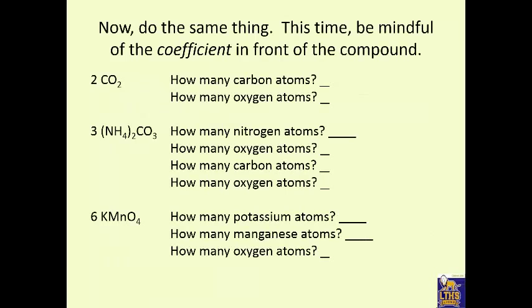So now we're going to do the same thing we did before, except we're going to use the multiplier to help us. So this means 2 of the CO2s. So if we wanted to take that out, we'd have to put that in because we need 2 of them. So how many carbons? I see 2.